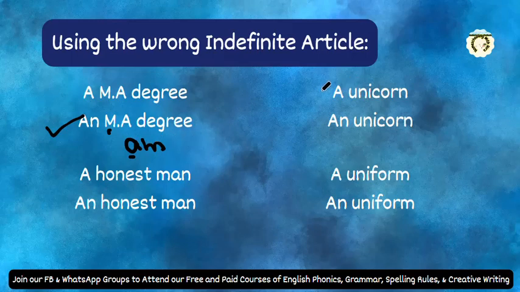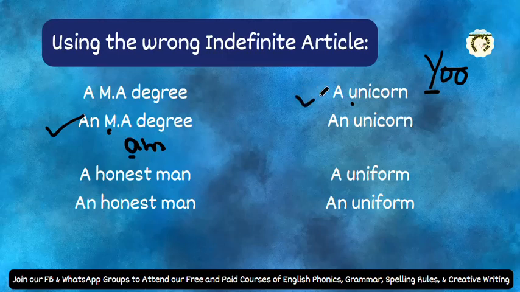In this example, a unicorn or an unicorn. What is the sound of letter U that you hear here? Is it a or U? U. It's unicorn. So the first sound that comes out from our mouth when we say unicorn is the sound of letter Y.